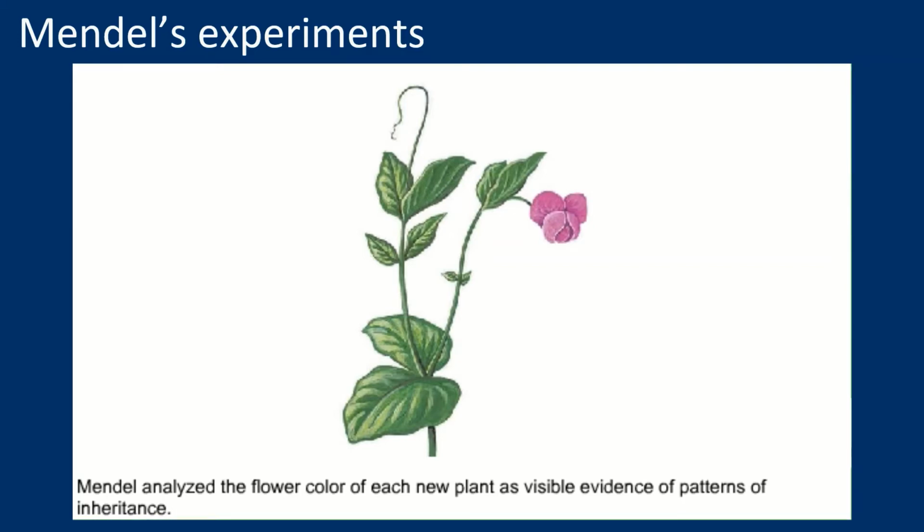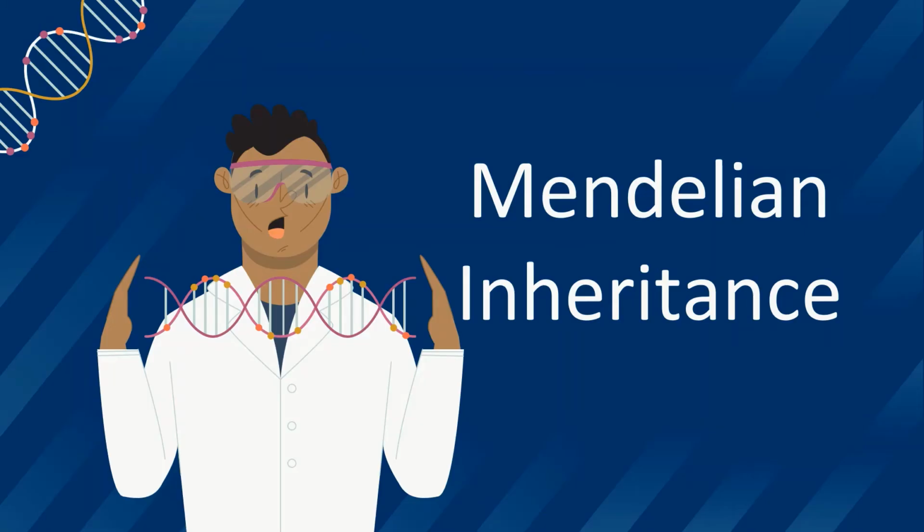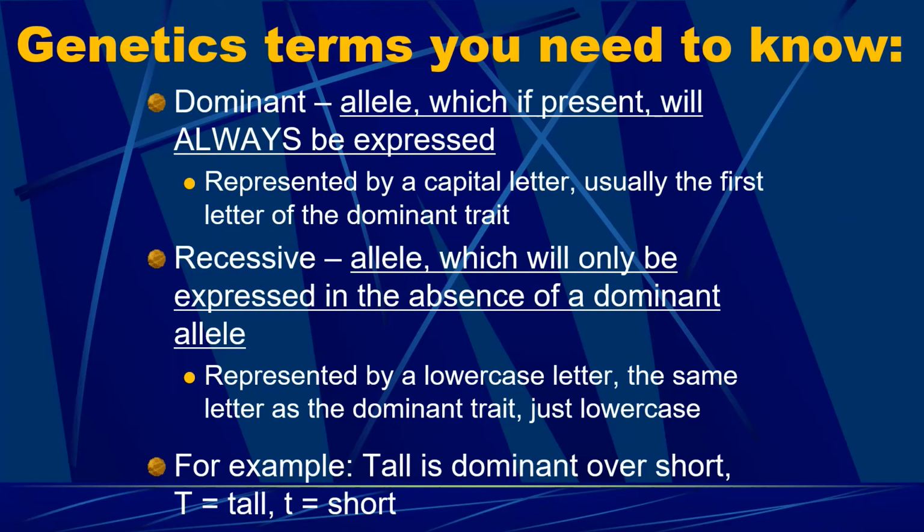So, if Mendel crossed the purple flower with a white flower, what do you think would be the color of the offsprings? This now signals us in proceeding to discussing the Mendelian inheritance. Before we can proceed, there are genetics terms we must know. So the first is the dominant allele. A dominant allele is always expressed. It is represented by a capital letter, usually the first letter of the dominant trait.